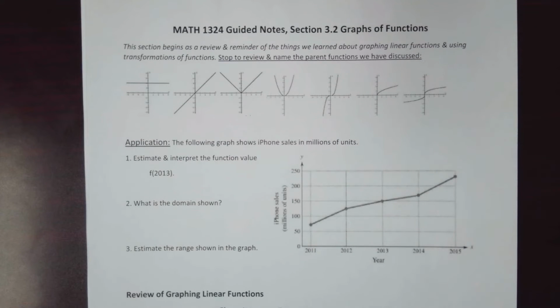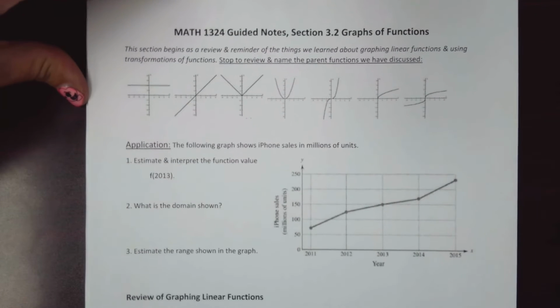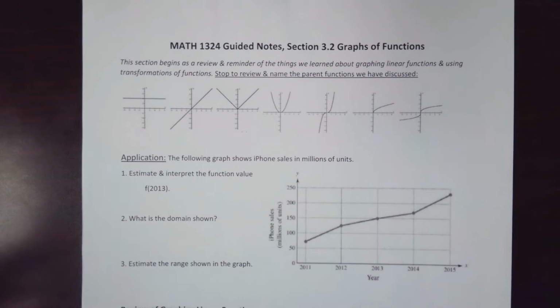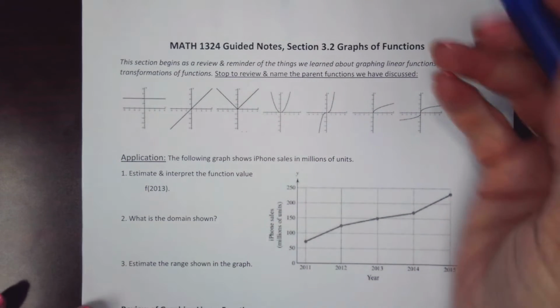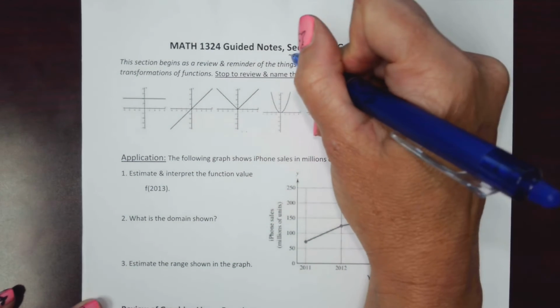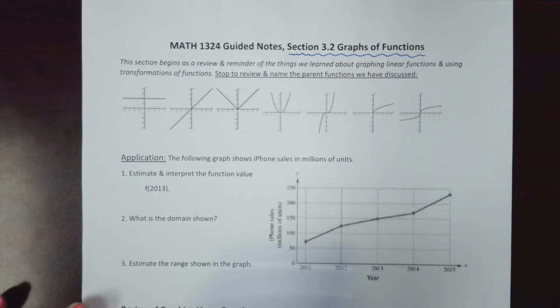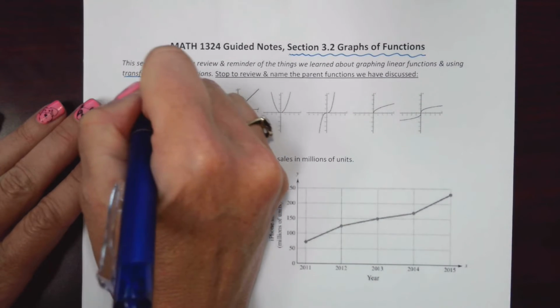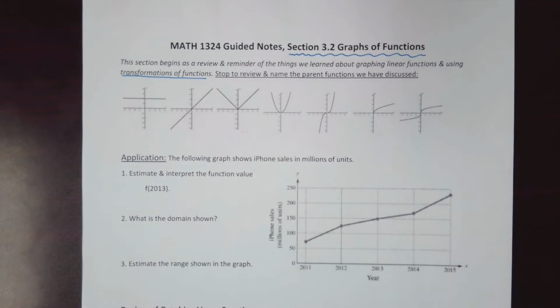All right, I think you are really going to like 3.2 because it's a lot of review stuff. It's a lot of things that we've already gone over from chapter 2. We're going to be graphing functions. Remember that we are focusing on transformations of functions this semester, on that concept of understanding the shape of the function and what the equation does to that parent function.